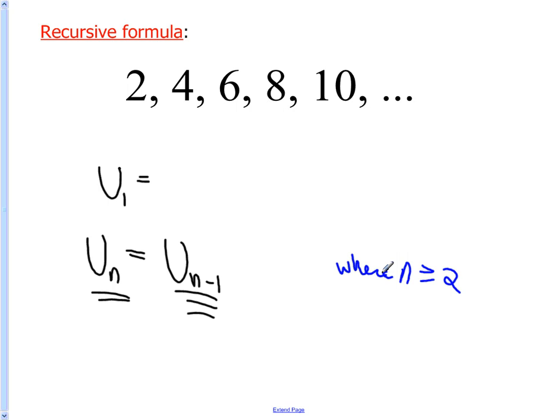And then I'll write in green what I have for this problem. It starts with 2, so I put a 2 there. What do I do to get each successive term, the term after the next one, etc.? I add 2 each time, so it's plus 2.